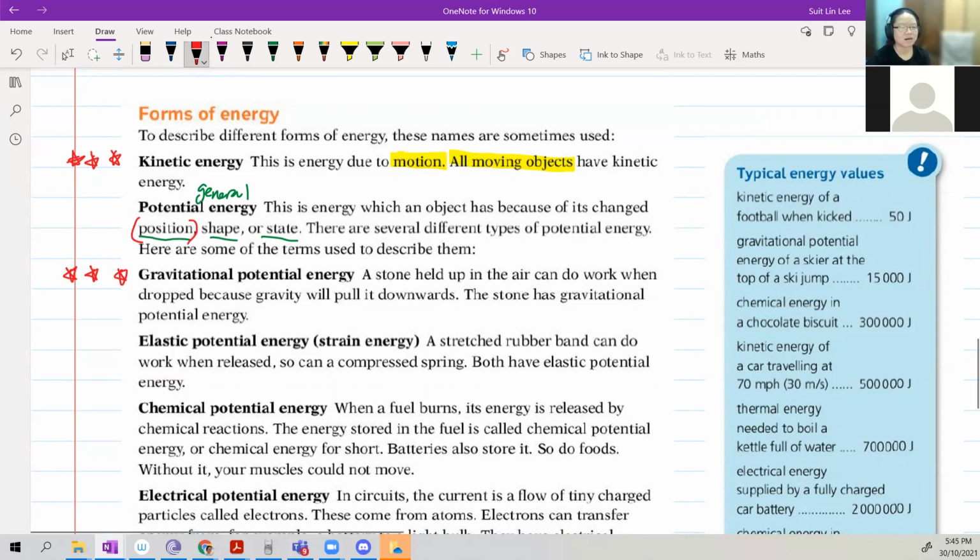Okay, and then physics teachers tend to use short forms now. So kinetic energy, I call it KE. Gravitational potential energy, I call it GPE. Okay, so a stone held up in air can do work when dropped because gravity will pull it down. So this is due to the position of the object. The higher the better. Okay. Elastic potential energy also gets 3-star.